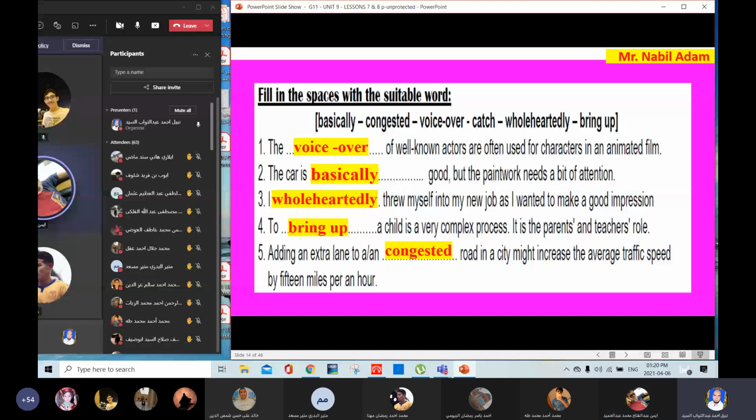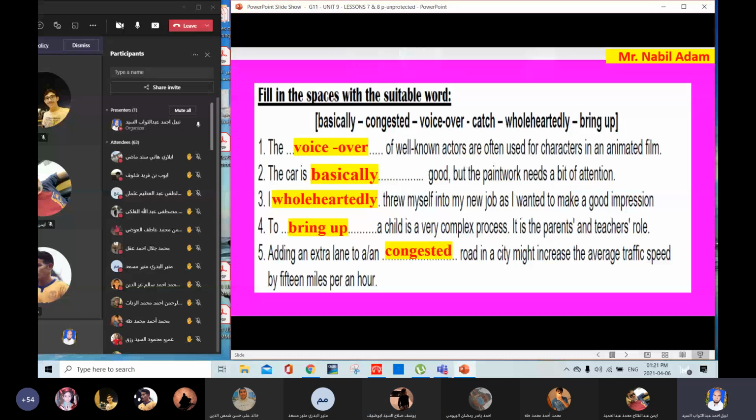Yusuf Salah, last one, yes. Adding extra lanes to the road. Congested road. Very good. Thank you, Yusuf. Good.